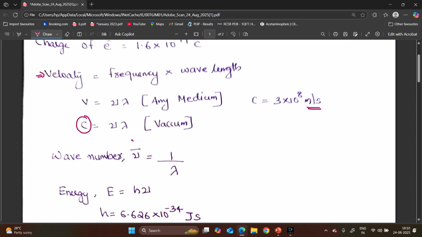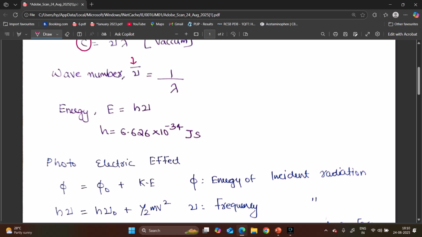There is another aspect associated with the wave nature, that is the wave number. Wave number nu bar is equal to 1 by lambda. According to Planck's quantization theory, energy is quantized, that is, energy E is equal to h nu. h is Planck's constant, and nu is the frequency of the radiation. That means energy will be absorbed or emitted as a packet of radiation, only in integral multiples of h nu. What is the value of Planck's constant? That is 6.626 into 10 raised to minus 34 joule second.